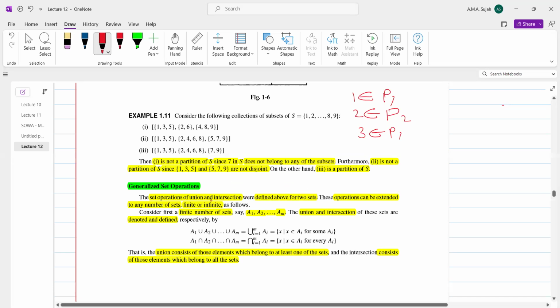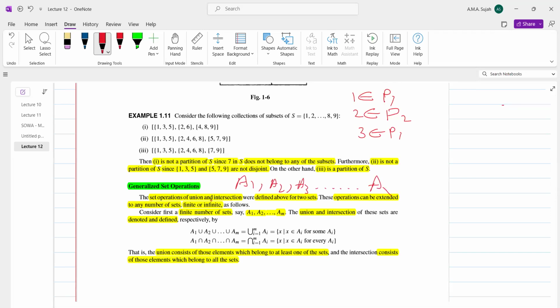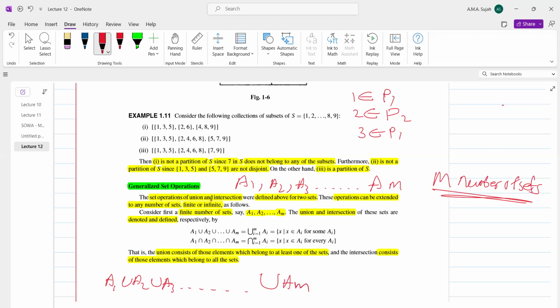Maybe you have a finite number of sets. Maybe you have sets A1, A2, A3 until AM. Just imagine, AM. So how many sets do we have here? Tell me how many sets. M number of sets are there, right? M number of sets here, right? So it's very difficult. Say in some situation, we need to write the union of these. A1 union A2 union A3 union dot, dot, dot, union AM, right? This is a very long one, right?